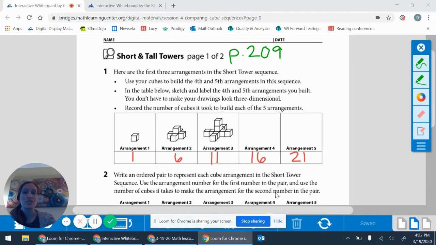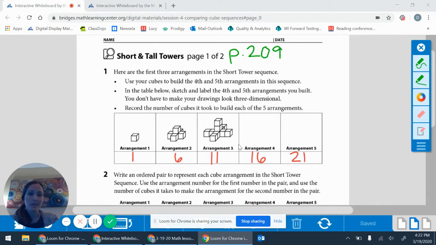I want to have you open it to page 209. You'll see that my screen up here is on page 209. And these are the short and tall towers that you made yesterday. So I just wanted to take a second and look back and reflect on what you noticed about those towers. So you did arrangements 1 and 2 yesterday with Mrs. Araya, and you were supposed to finish 3, 4, and 5.